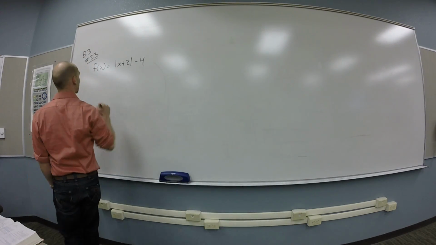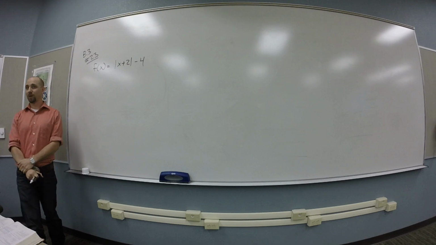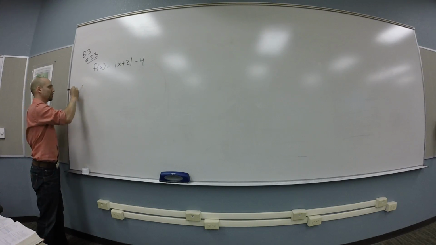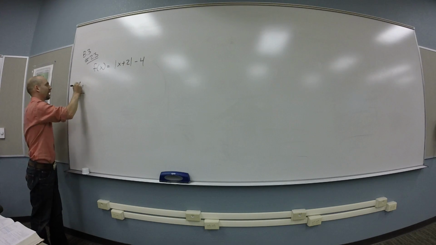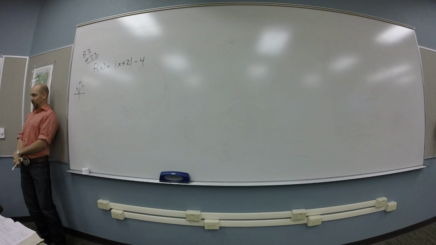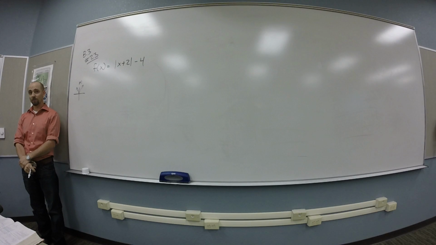So thinking about this, what should it roughly look like? What do I expect this to roughly look like? A V. Yeah, I expect it to look like the absolute value function, right? I'm remembering this is what absolute value of x looks like: a V-shape, pointed up, 45-degree angles with the axes, and vertex at 0, 0.